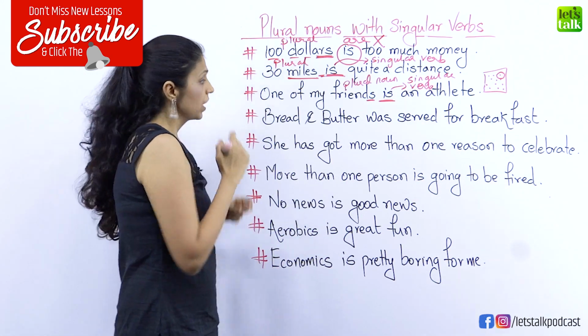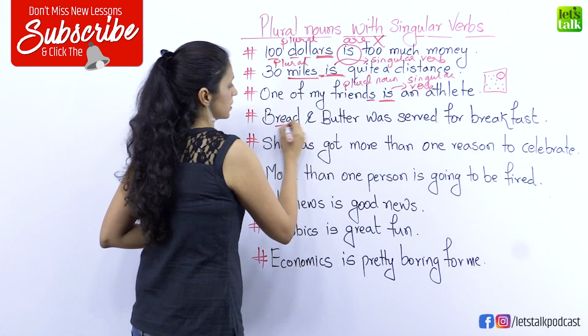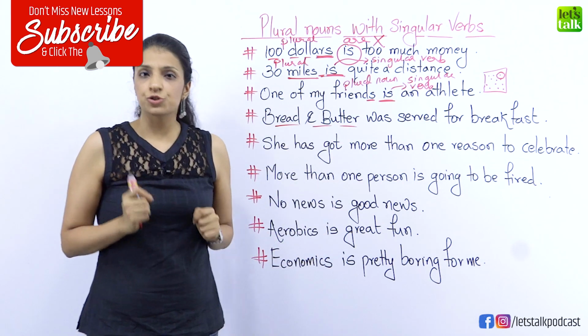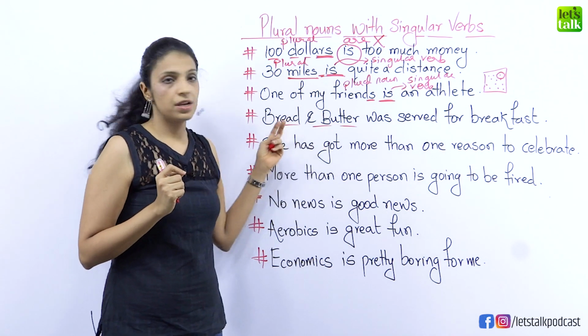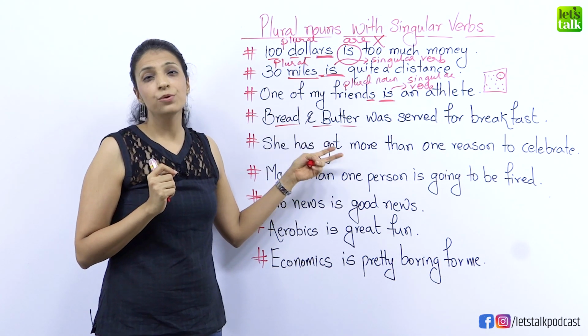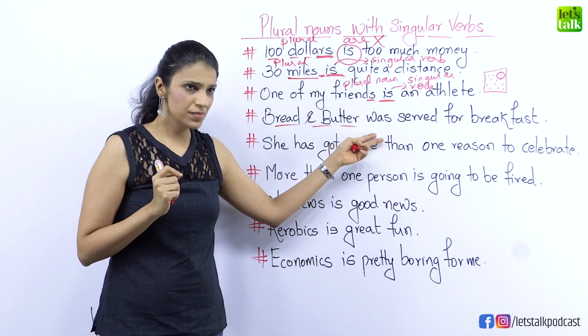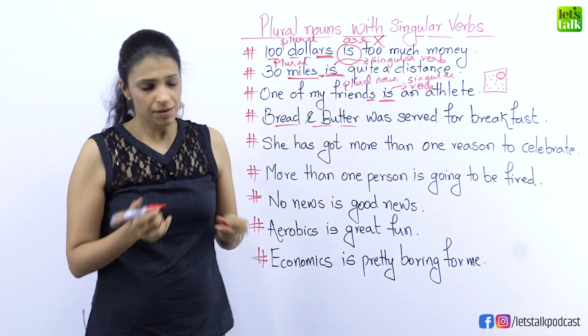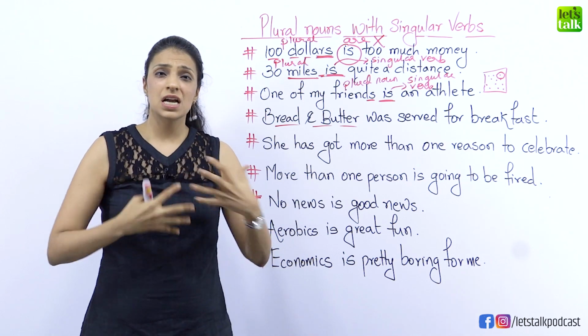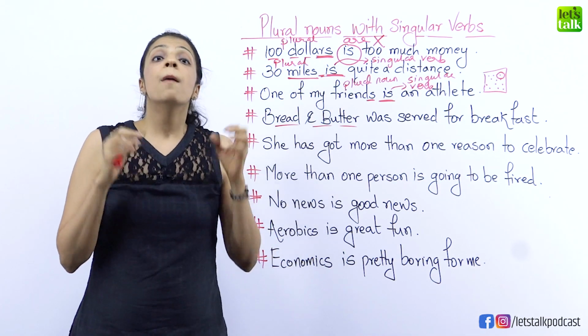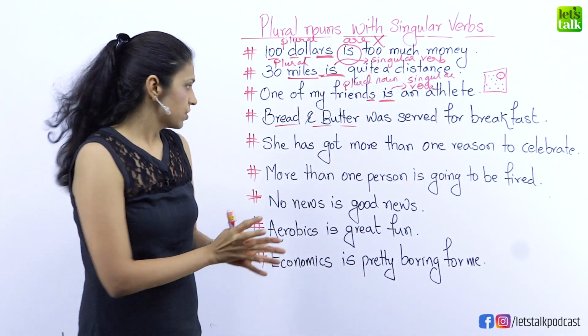The next one, bread and butter was served for breakfast. Now this is a bit tricky and you may say there are two items, there are two food items. Why do we need a singular verb? Now, technically it's kind of a compound noun. A compound noun is something that always, two nouns come together more often than not, okay.